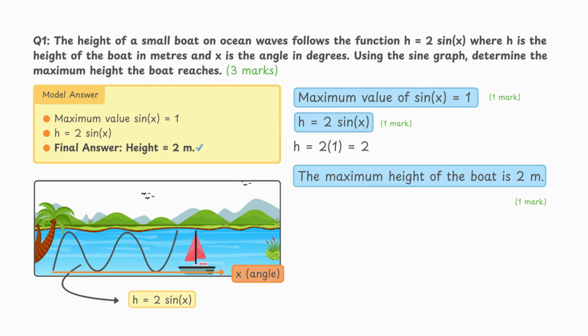Now take a moment to understand what happened. The sine graph controls the shape, and the number in front, which is 2, controls how tall the wave becomes. So always remember this idea. The maximum value of sine x is 1, and multiplying it by a number will scale the height. So the final answer is the maximum height of the boat is 2 meters.